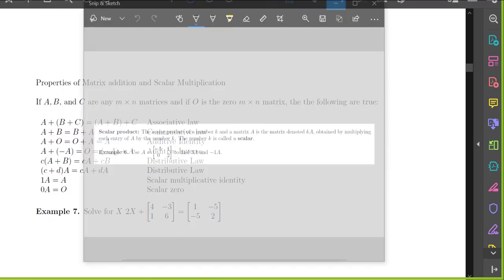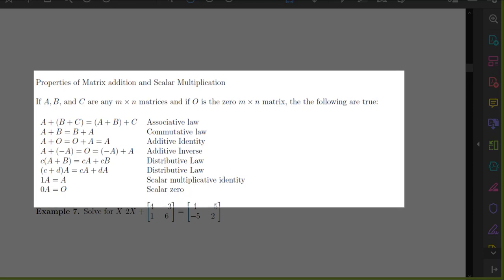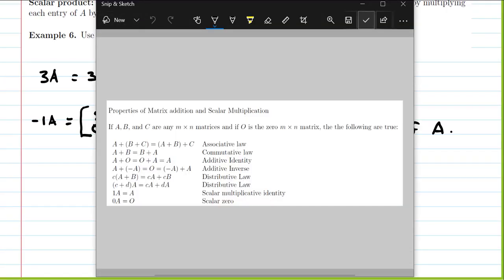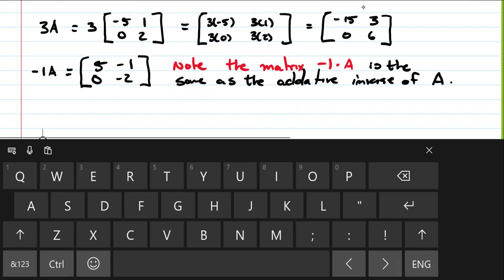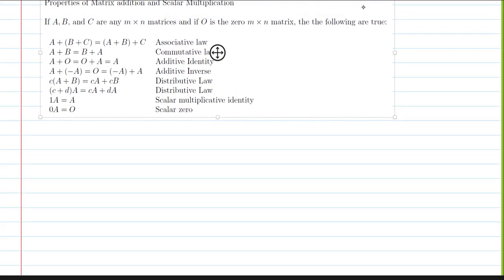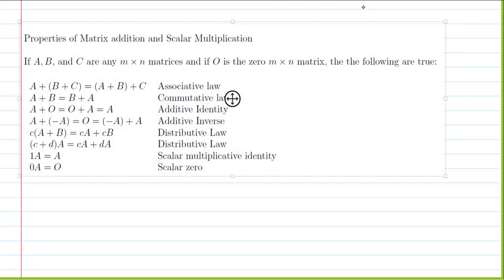All right. So here is a summary of the properties of matrices, at least for the operations that we've talked about so far. So if A, B, and C are any m by n matrix, and O is the 0 matrix, then the following are true. So matrix addition is associative. So the order we group them in doesn't matter. Matrix addition is commutative, so 3 plus 4 is the same as 4 plus 3. If we add the 0 matrix to something, we get the same matrix, so our additive identity holds. If we add the negative, or the opposite, of a matrix to itself, we get the 0 matrix.